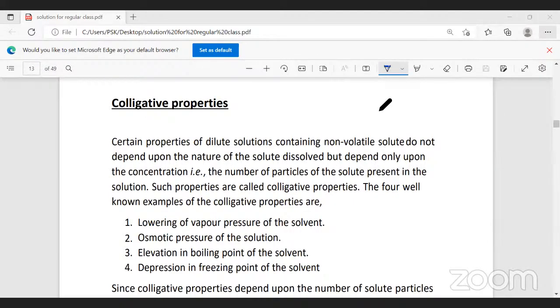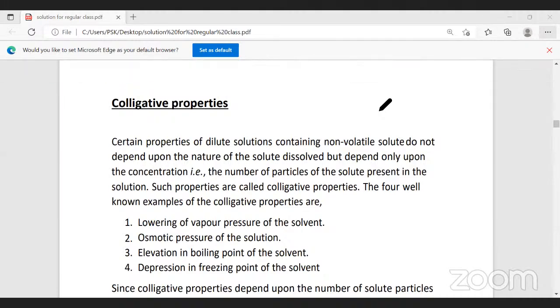Yesterday, in the last class, we learned about solutions, different types of solutions, and we solved a few problems based on different methods of expressing concentrations. We'll continue with the topic. Now, colligative properties. What is this colligative property?